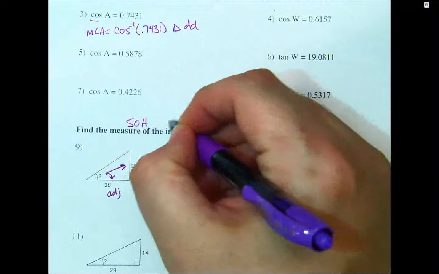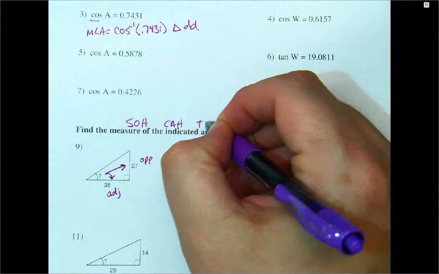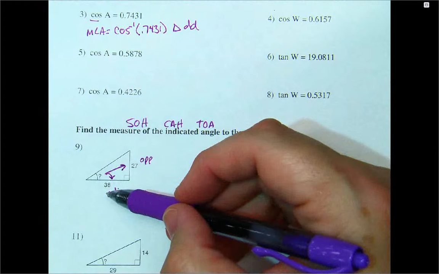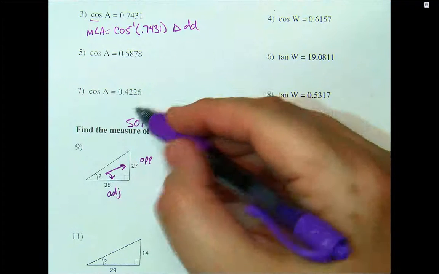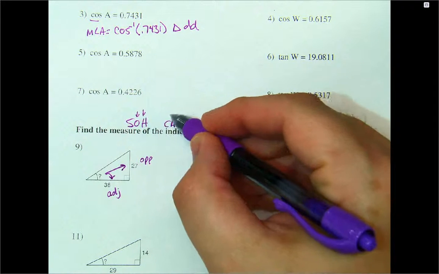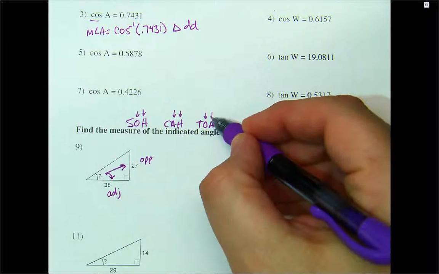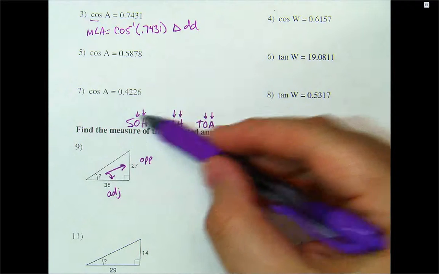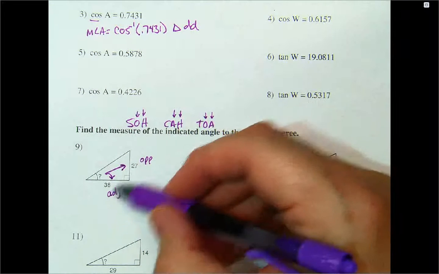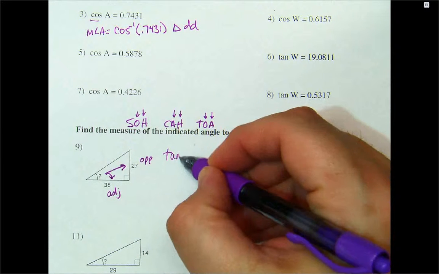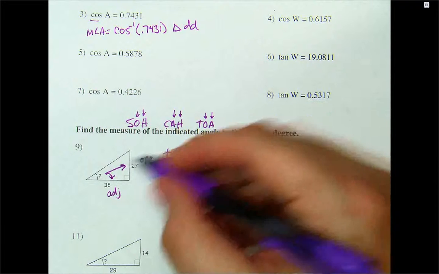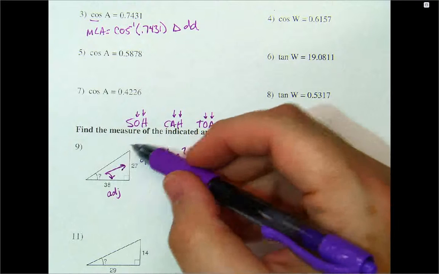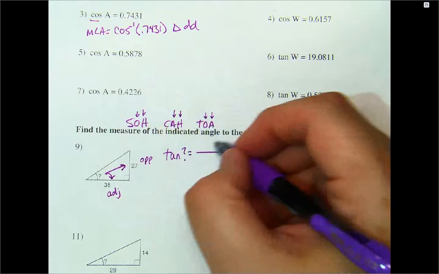Now, for SOHCAHTOA, which one has the opposite and adjacent? And remember, you're just kind of looking at these two. Which one is it, sine, cosine, or tangent, that has opposite and adjacent? Yeah, it's the tangent. So the tangent of whatever that angle is going to be equal to the opposite side, which is 27, over the adjacent side, which is 38.